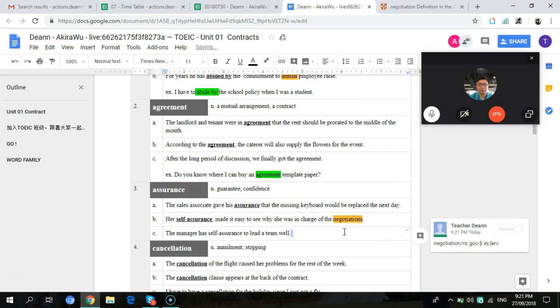Okay, very good. So we have here assurance, meaning guarantee or confidence. The sales associate gave his assurance that the missing keyboard would be replaced the next day. B, her self-assurance made it easy to see why she was in charge of the negotiations. The manager, letter C, has self-assurance to lead a team well. Okay, so there are 2 meanings of the word assurance here. We have self-assurance, which means confidence.